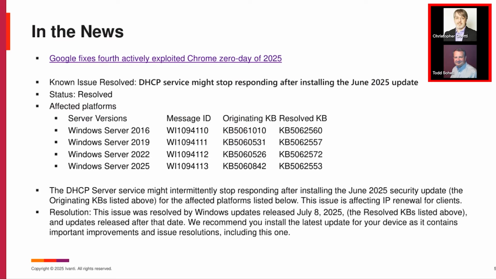Got it. As I was going through that first news article, I missed one of the important ones. Todd's going to talk about this in the update as well, potentially, but I wanted to make sure to call out the fact that last month there was a known issue that was discovered shortly after people started doing the updates. For those of you who encountered the DHCP service stopping after the June update was applied, Microsoft did resolve that, and they released this message through the Windows Health notification system, if you're subscribed to that, showing the different server editions, the original KB and the resolved KB. So more confirmation that that issue should be resolved.